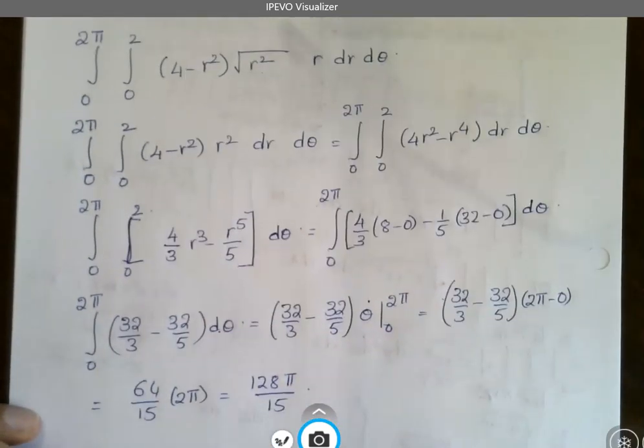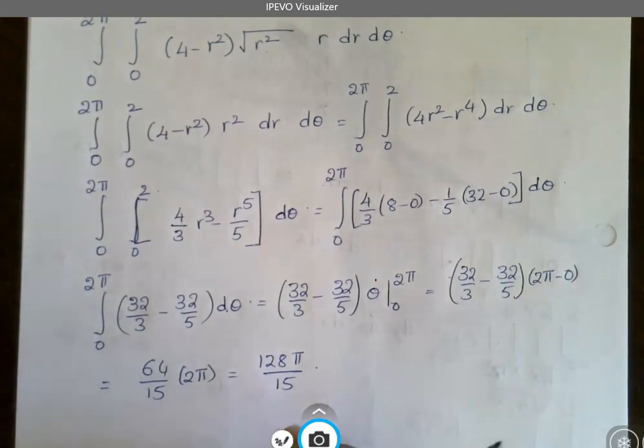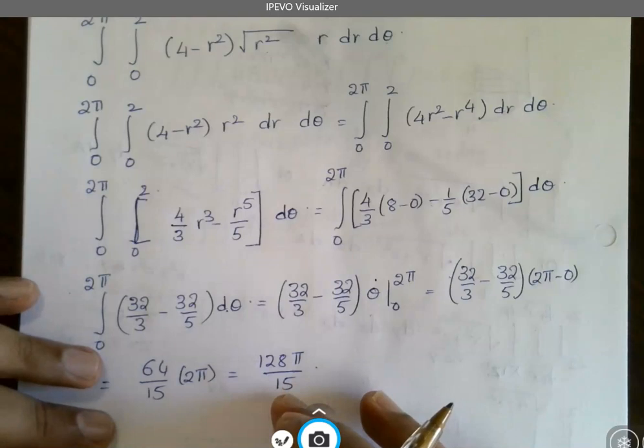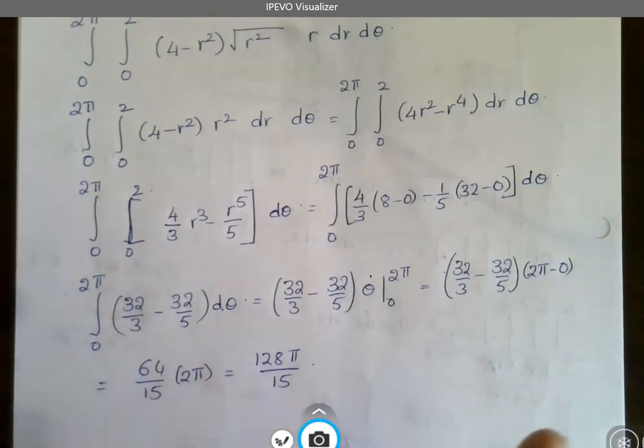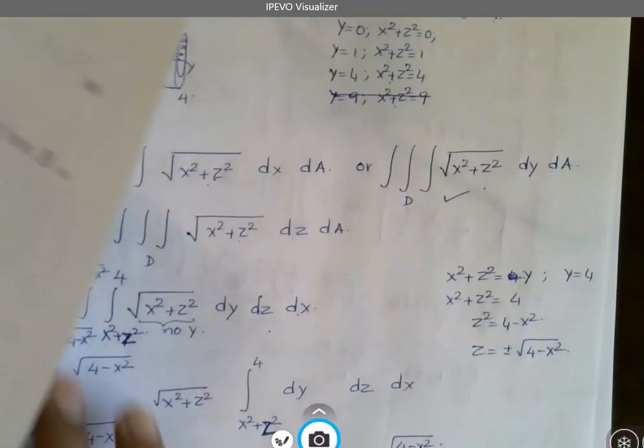So that's how you find the mass of this object: it is 128 pi over 15. If you want to know the physical interpretation for that, the mass is going to be 128 pi over 15. So to summarize, what happened in this section is the following.